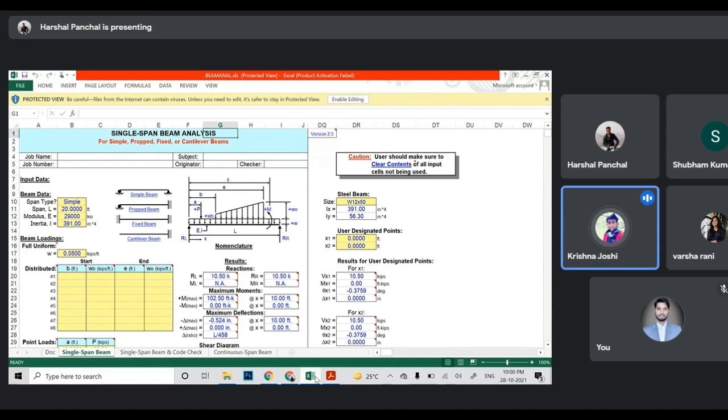We have Subham Kumar, who is from NICMAR, and apart from that, we are going to discuss beam analysis, and we'll take different boundary conditions and talk about the analysis and their behavior. So Harshal will present the Excel sheet.